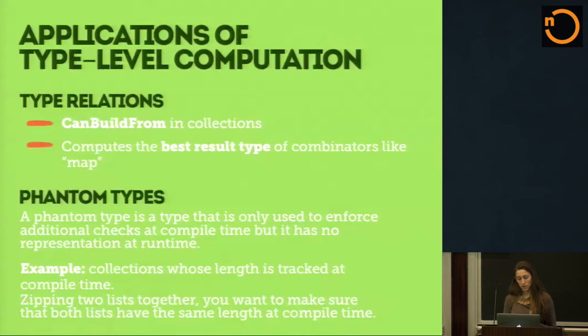And then another use case is phantom types. Phantom types can be thought of as types that exist only at compile time. So they add additional checks, but they don't have a runtime representation themselves. Using this type-level approach, you can, for example, make a list or a collection and track the length of it at compile time. One situation where this could be useful is when you need to zip two lists or two collections together, and you want to reject the code at compile time if they're nonsensical and have different lengths. So this is one example where you could use something like a phantom type.